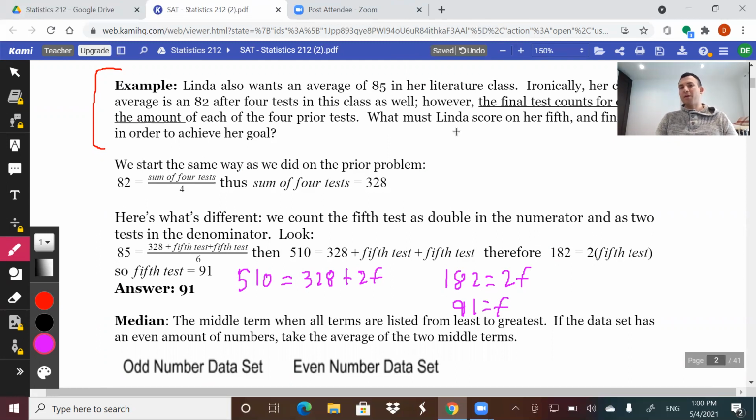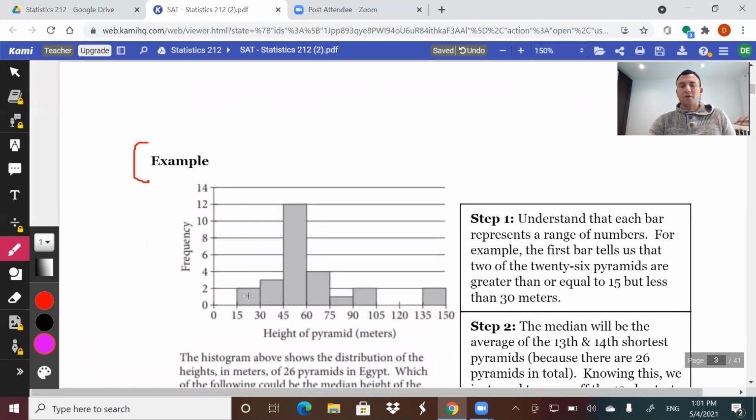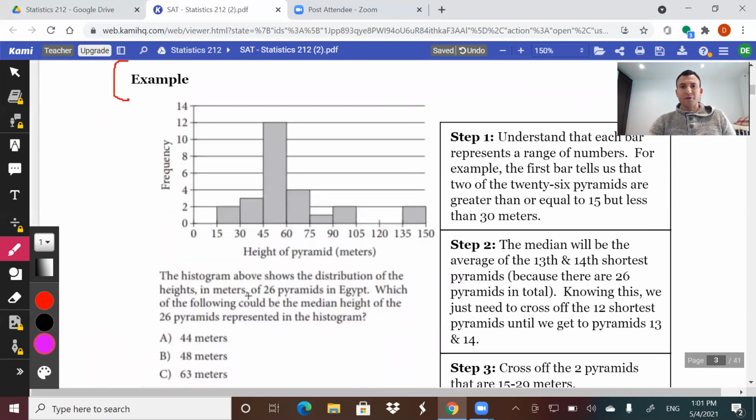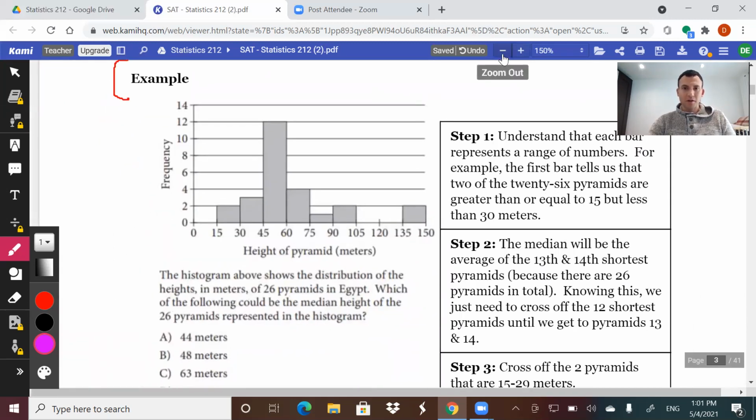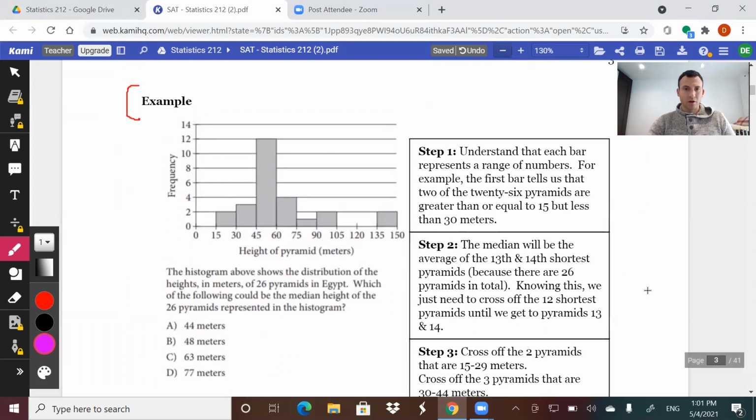So if something is weighted as extra, you count it as however many extra on the top, but you also have to make sure it represents that number of terms in the bottom. In this case, double means 2 on the top, 2 on the bottom. Okay. So that's kind of averages, and we'll look at an average problem from the test in a moment, but let's look at a histogram here that tests us on median.